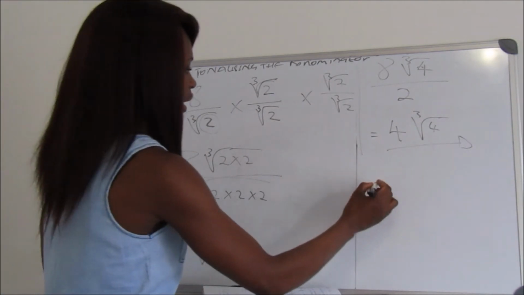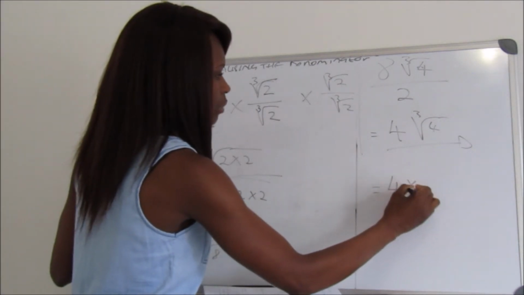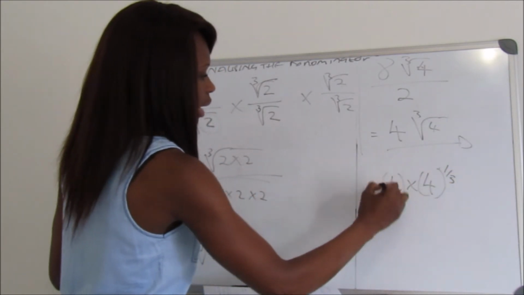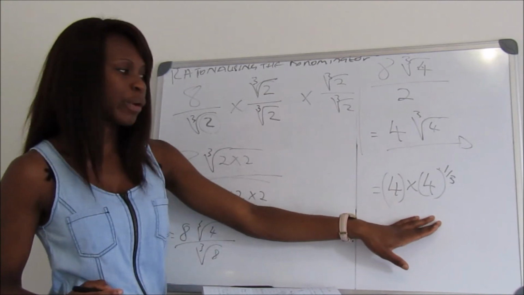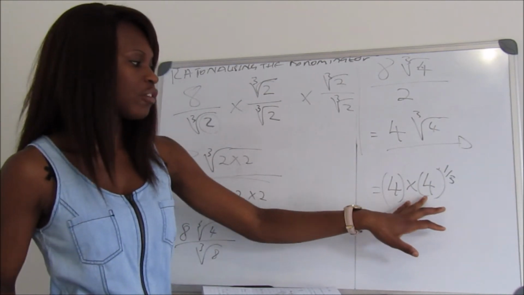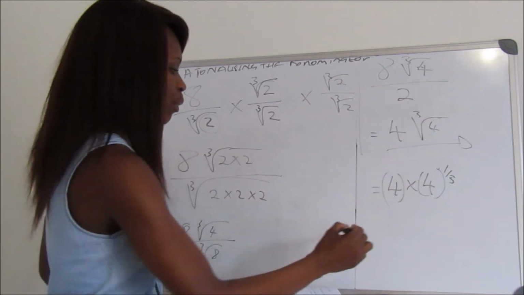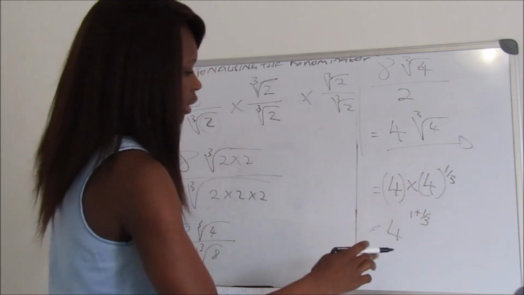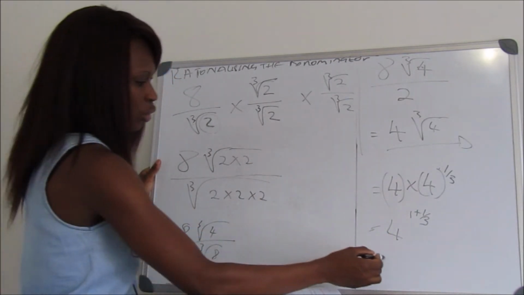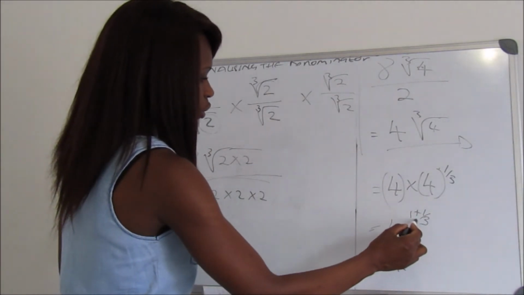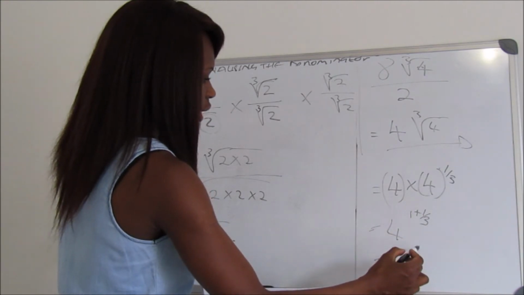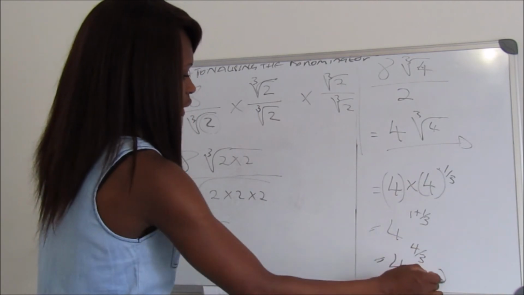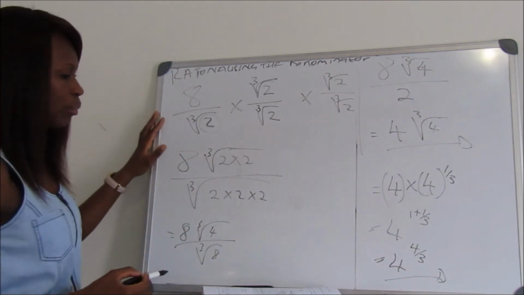We can actually go further from here, which is 4 multiplied by 4 to the power of 1 over 3, and now we go back to the rules of exponents. When we are multiplying exponents of the same base, we add the exponents. It will be 4 to the power of 1 plus 1 over 3. That's our answer. Then to go further, it will be 4 to the power of 3 plus 1 over 3, which is 4 to the power of 4 over 3. Now we have rationalized the denominator.